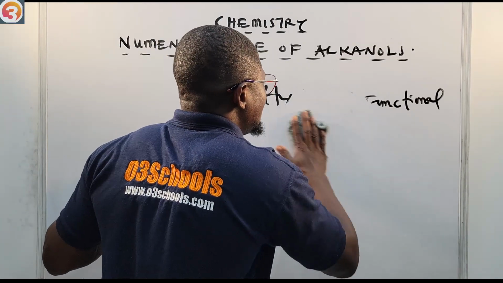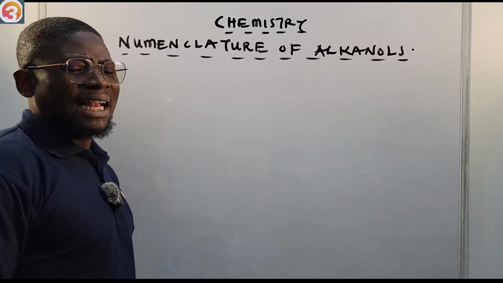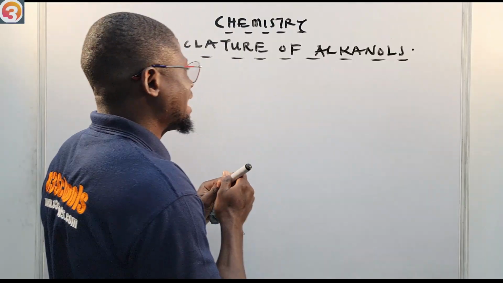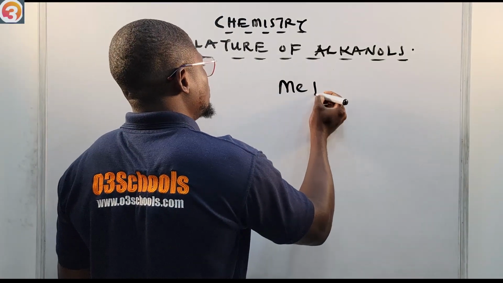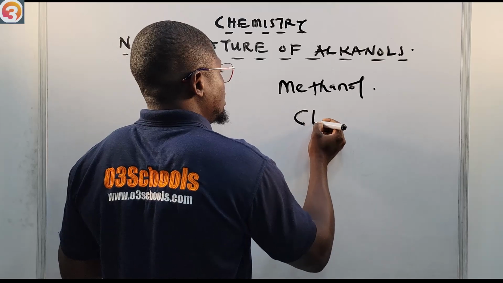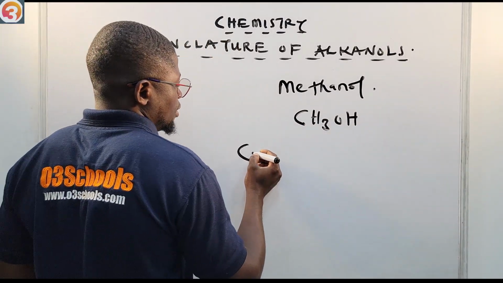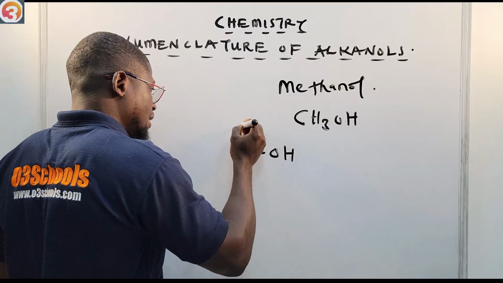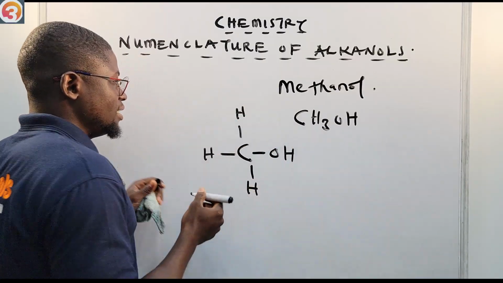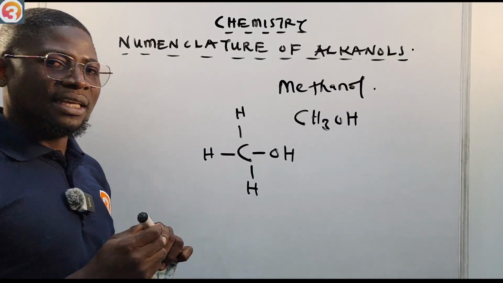All right, so let's see examples of alkanols. The simplest alkanol, which we have seen, I thought we saw that in the last episode also, is methanol. It has the formula CH3OH. That is C, then OH right here, H here, H here, H here. This is the simplest alkanol, having one carbon atom, as you can see evidently.